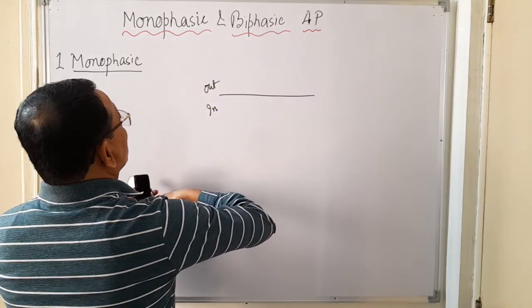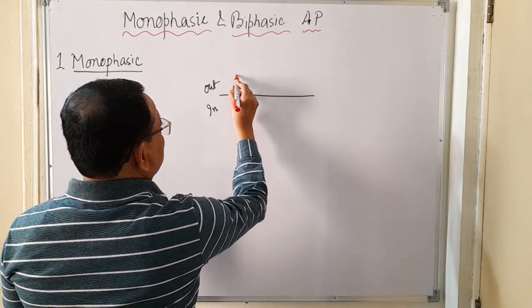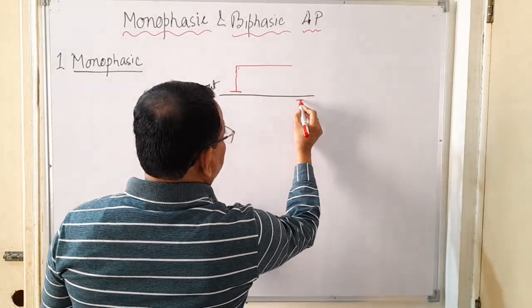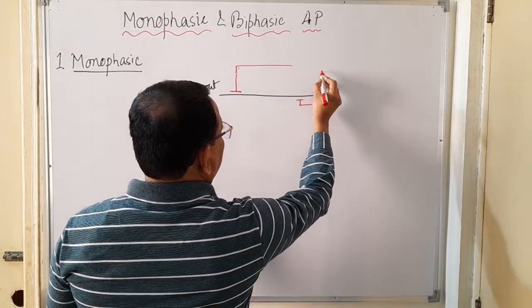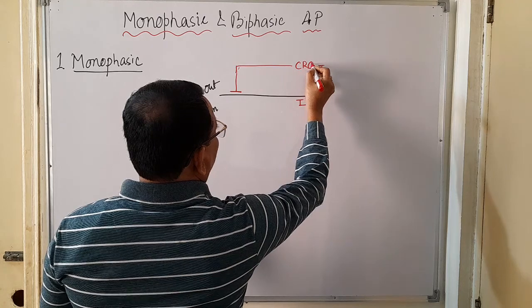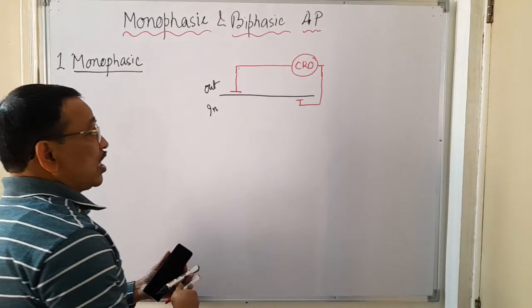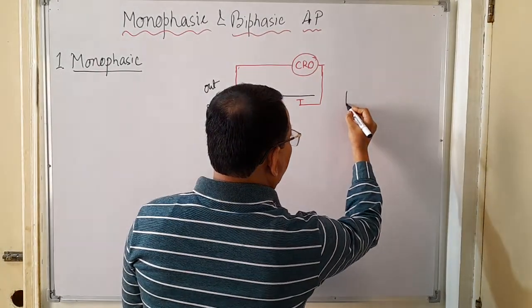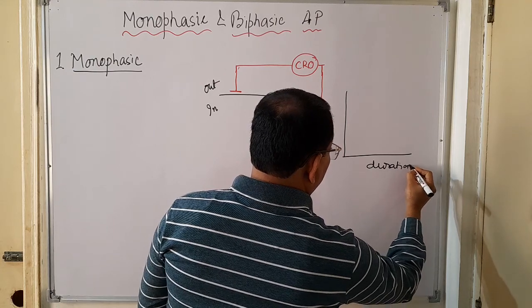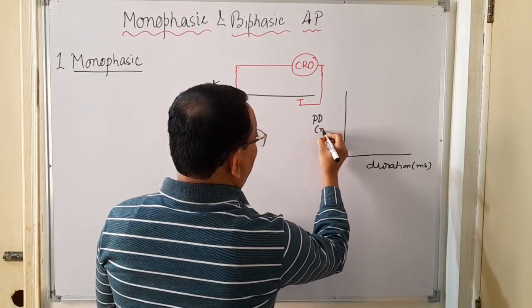Now if one electrode is placed on the outside of the cell membrane and another electrode is placed on the inside of the cell membrane, and these two electrodes are connected with the cathode ray oscilloscope, then what happens? An action potential will be obtained. This axis is duration in milliseconds, and this is potential difference in millivolts.